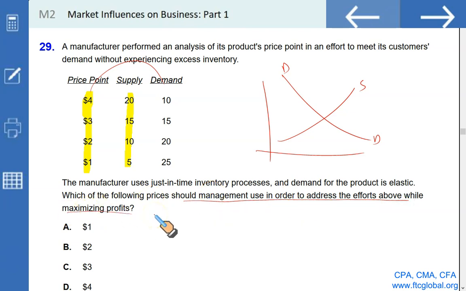Hold what you can sell. Do not overstock and do not understock, so that your customers go empty-handed. So set a price at which the quantity demanded and quantity supplied are the same, right? So that would make C the correct option.